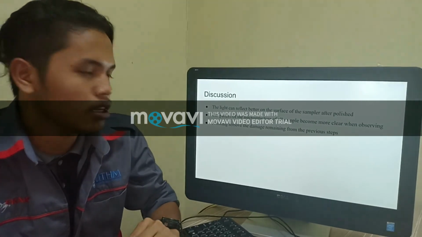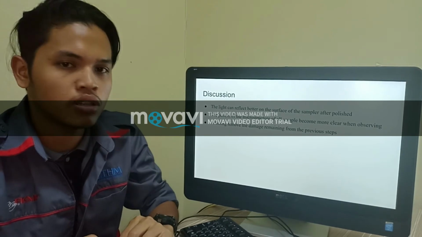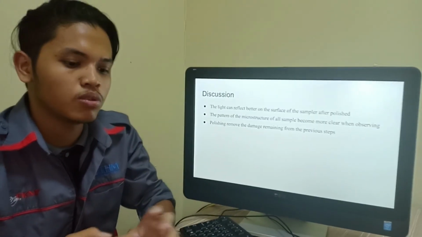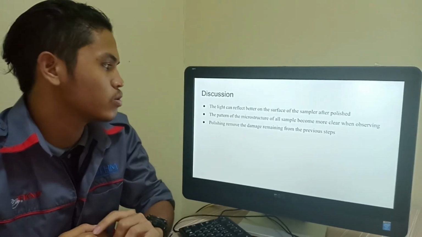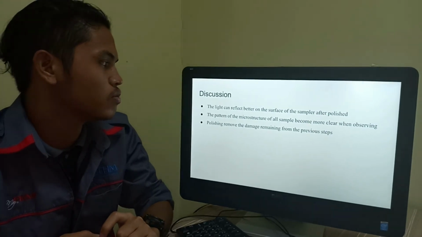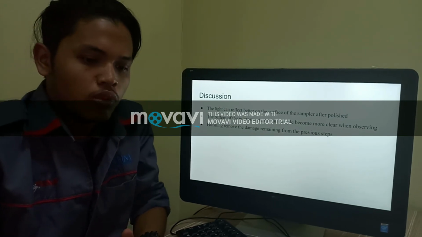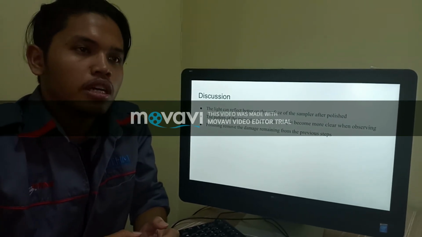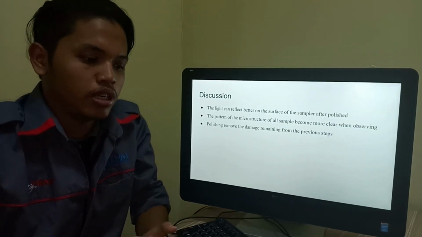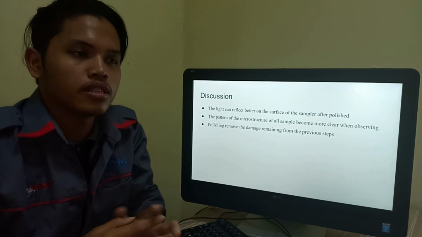So we have three discussions. The first one is that the light can reflect better on the surface of the sample after polishing. So the polishing process is important so light can reflect better on the surface, and we can see more clearly on the microscope. The second one is that the pattern of the microstructure of all samples becomes clearer when observing. The pattern of the microstructure becomes clearer when we do this process, when we do the grinding, the etching, the polishing, and we see it in the microscope. So it makes it easier to see the microstructure on the sample.